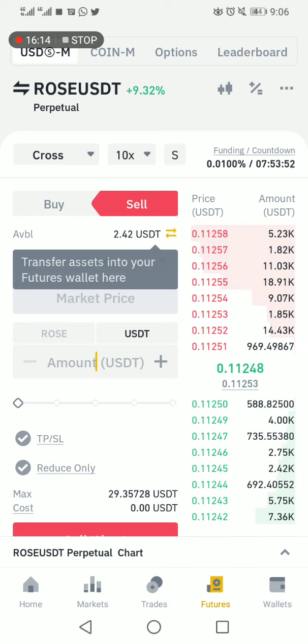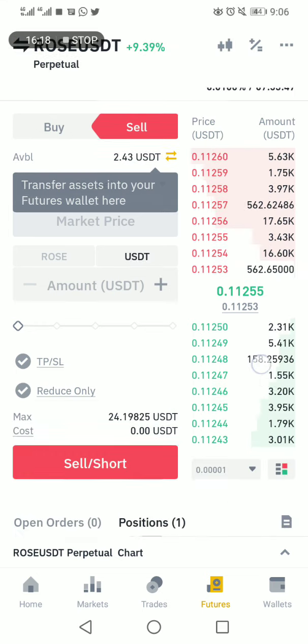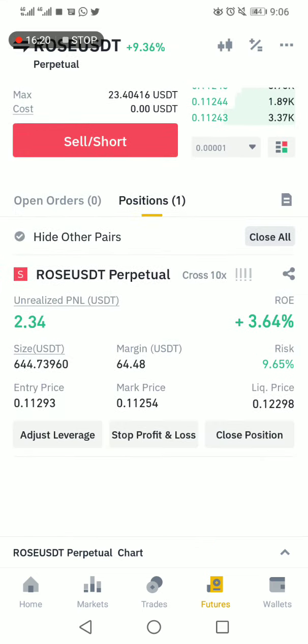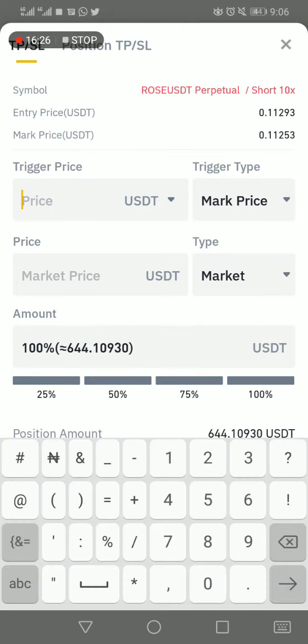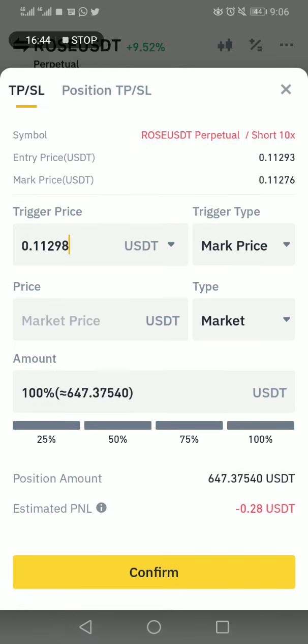Then you make sure that you identify the entry point your signal source gave you. Enter with the entry point and make sure you set your stop loss. Now this is how to set the stop loss. You see, you come here now, looking at here, you say our entry price is 0.11293. Okay, so we can set the stop loss at 0.11298. So it means you are going to lose 0.28.